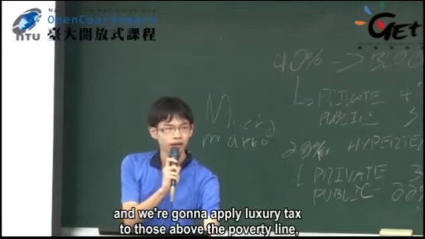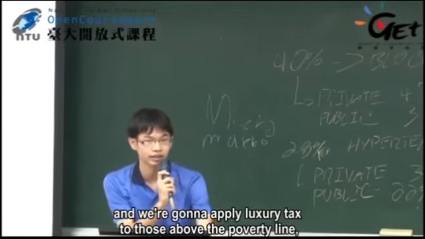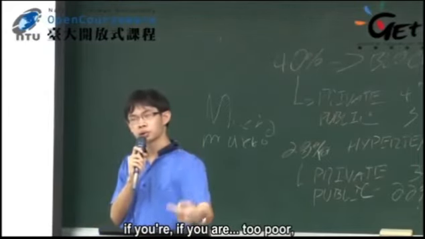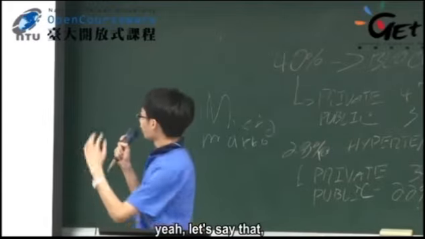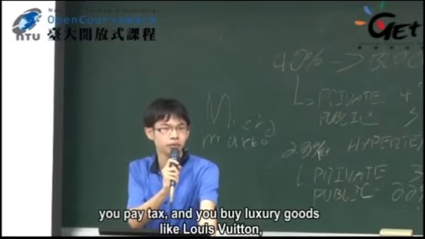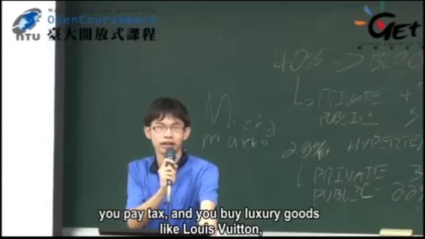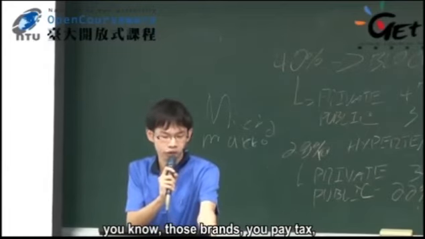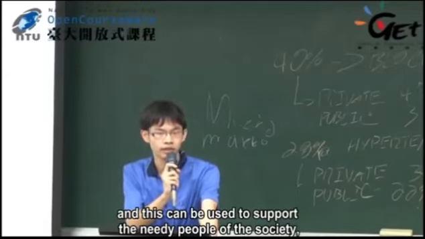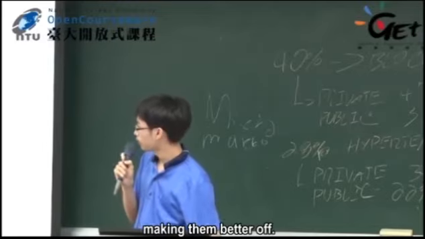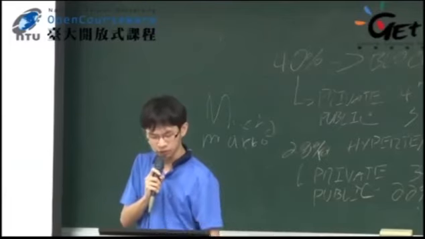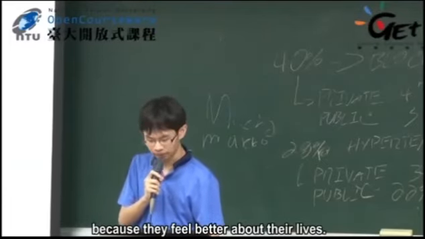And we're going to apply luxury tax to those above the poverty line. How do we do this? It's actually very simple. If you are too poor, that's a fact, you don't have to pay tax. And if you are above the poverty line, you pay tax. And if you buy luxury goods like Louis Vuitton, those brands, you pay tax. And this tax will be used to support the needy people of society, making them better off. So they will be richer. They don't have that stress. So they will drink less because they feel better about their lives.